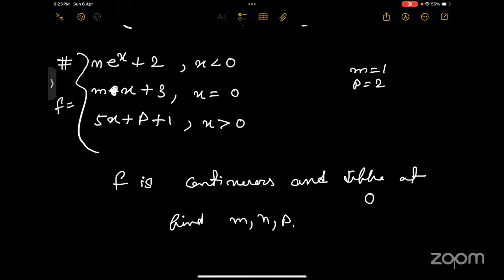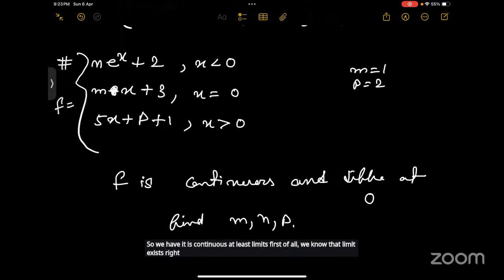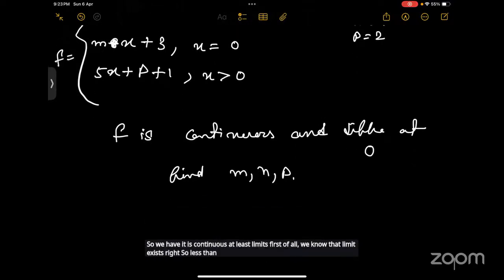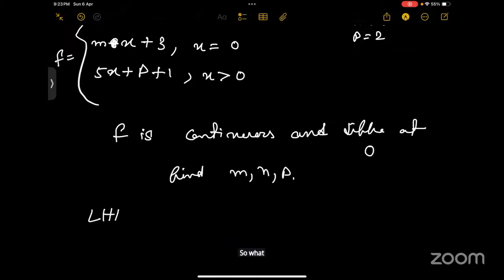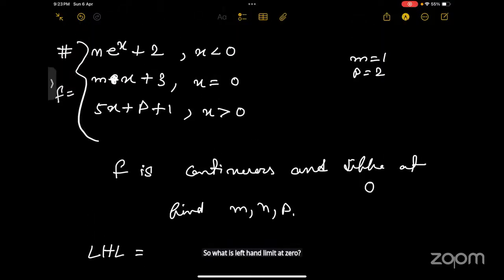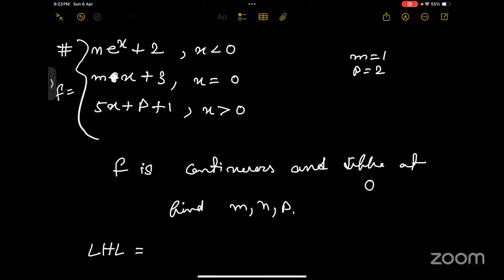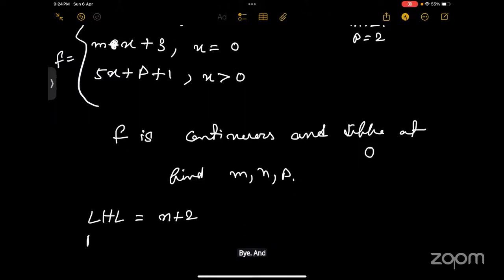Okay. So we have it is continuous. That means the limit exists, right? So left hand limit will be equal to right hand limit at 0. What is the left hand limit at 0? It's n plus 2. Correct. And what is the right hand limit at 0? p plus 1.